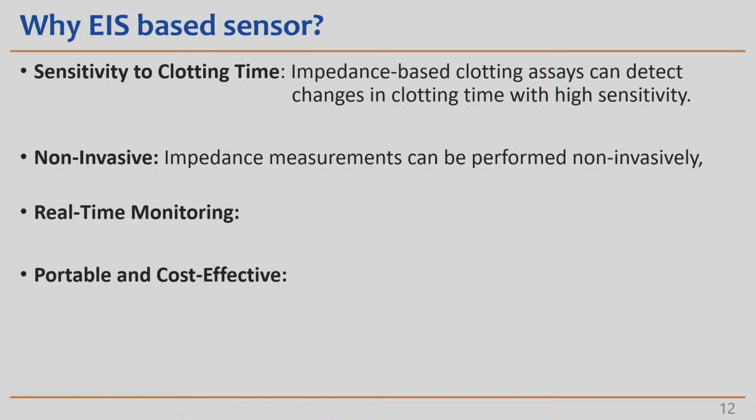Next, we have real-time monitoring. Especially in the scenario of operations, it becomes necessary that PTINR is monitored continuously, so in that case, electrochemical impedance based sensors are most viable for such applications. And next, electrochemical impedance-based sensors are capable of being reduced in size, so they can be portable and cost-effective.